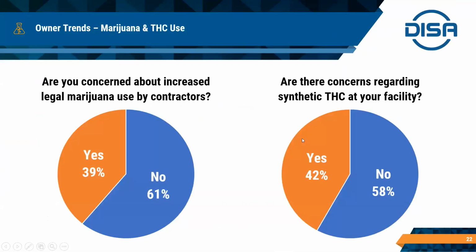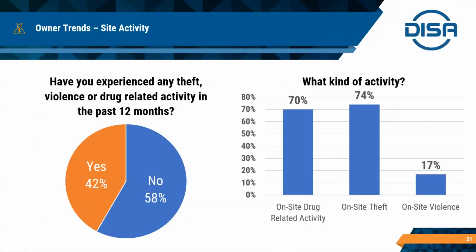So as far as owner trends, the first question we asked: have you experienced any theft, violence, or drug-related activity in the past 12 months? 42% of the respondents said yes. And specifically, what kind of activity? 70% had experienced on-site drug-related activity, 74% on-site theft, and then a much smaller percentage, 17%, experienced on-site violence.